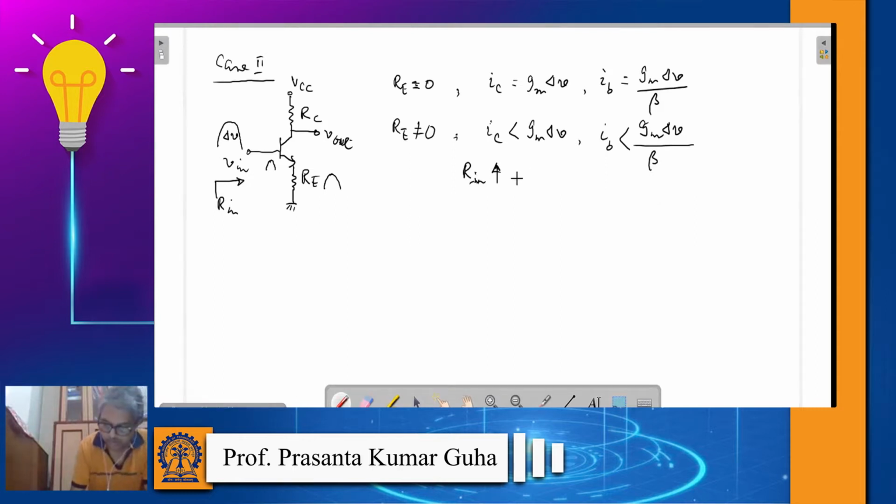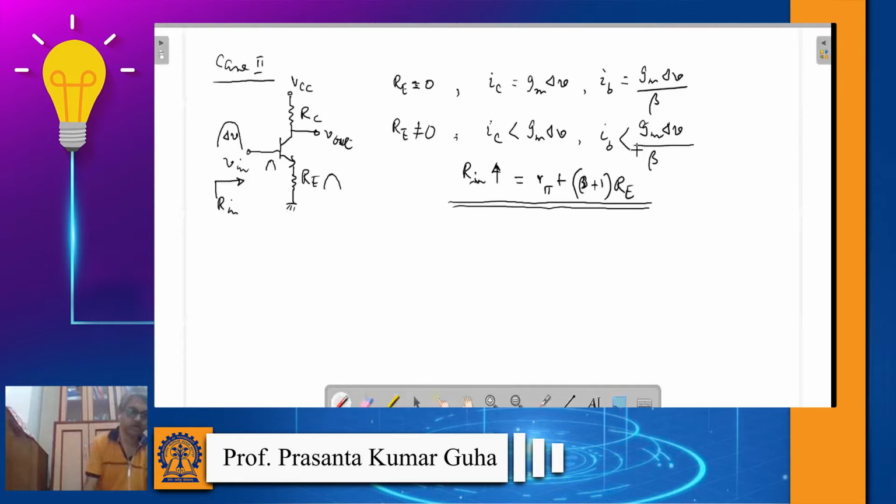Okay, how much is the value of RIN? Well, we will see later on. But RIN will not be R pi plus RE. Okay, it will be R pi plus a multiplication factor, beta plus 1, into RE. Okay, that is how we are getting that equation. We will discuss that.